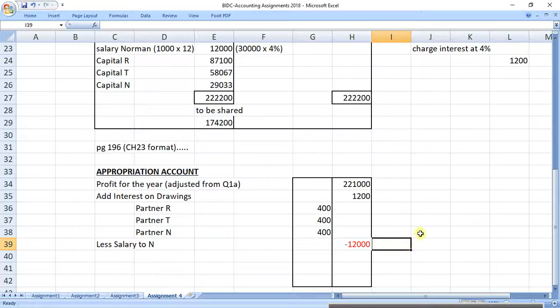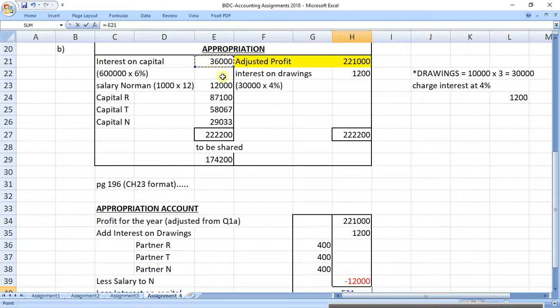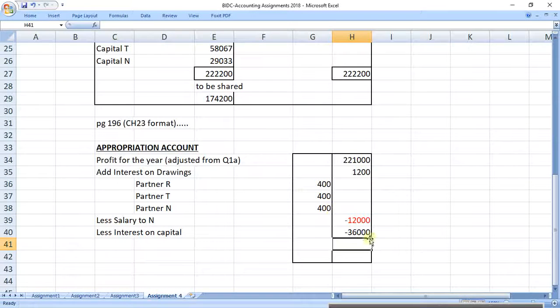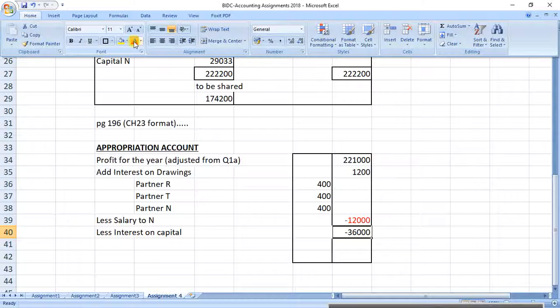Right, then in terms of layout, they want the capital, so less interest on capital. This one you can't split because it didn't tell you how much each partner contributed. If you look at the question, it just told you that all the partners contributed 600,000. So you wouldn't be able to show this separately. You would just show it as is. So minus, where's our interest amount? There's our interest amount, the 36,000. What we calculated earlier.